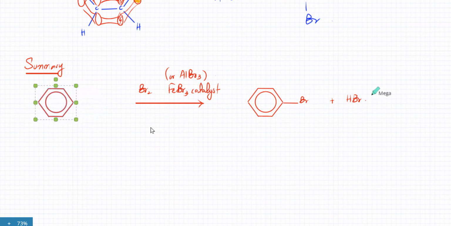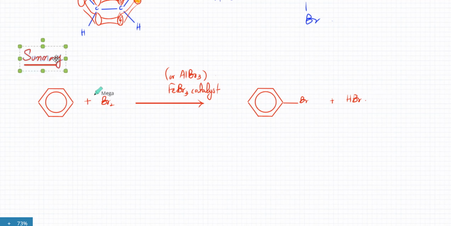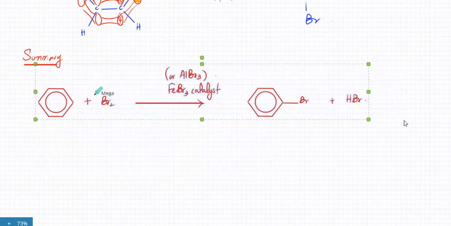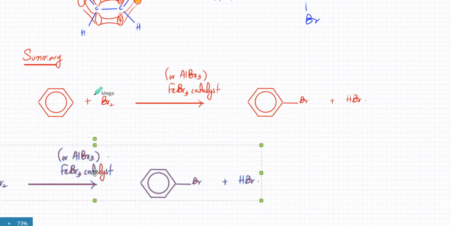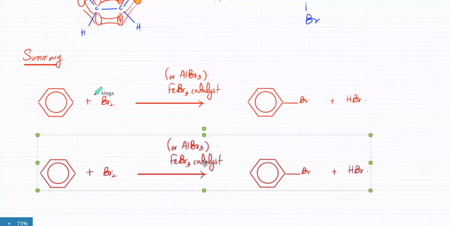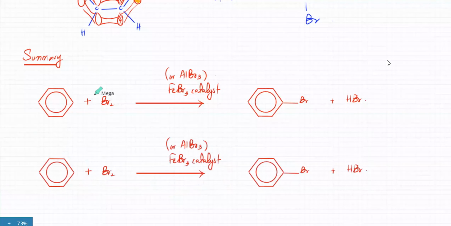It will happen with another halogen as well, and that is chlorine. Kind of the same reaction, everything the same. So the other reaction, let me just copy the same one. I'm just going to change Br2 to Cl2. Everything remains the same.